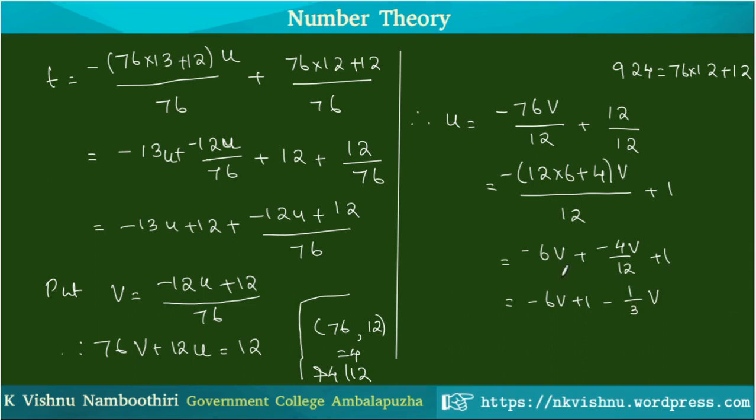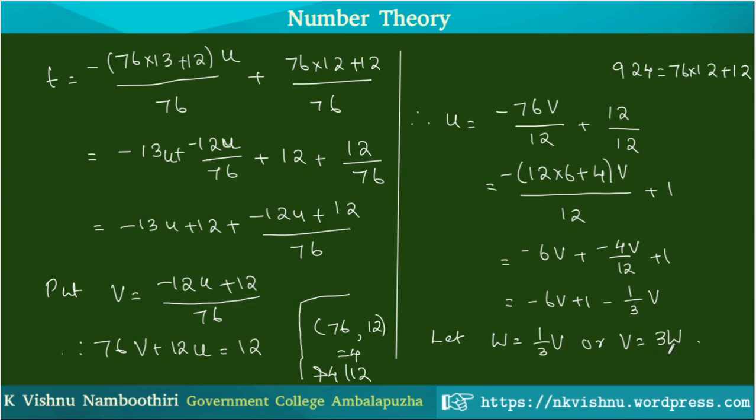Now u is an integer, minus 6v plus 1 is an integer, therefore minus 1 by 3v is also an integer, and therefore 1 by 3v is an integer. So let us write the symbol w equal to 1 by 3v, or v equal to 3w. Now we got an expression involving just two integers, and this is quite a simple expression to solve by hand, because if you put any value for w, we will get a value for v.